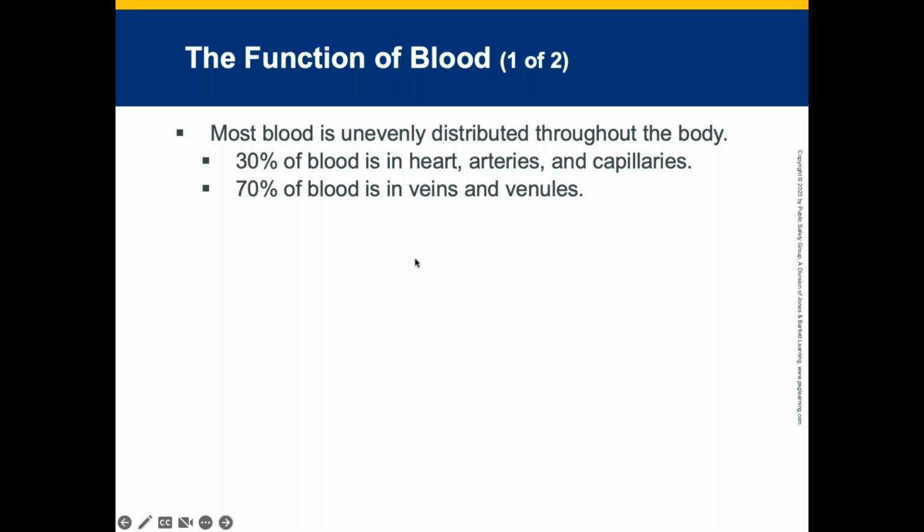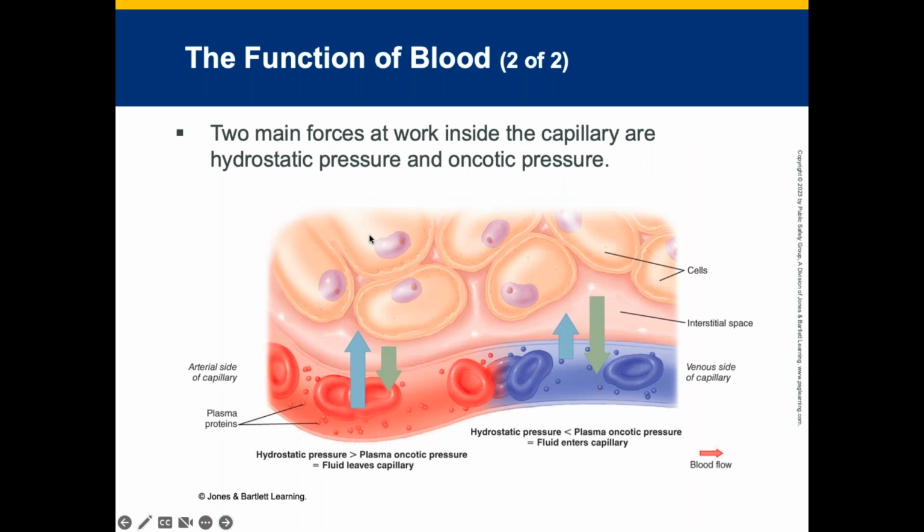As far as the function of blood, most blood is unevenly distributed throughout the body. Approximately 30% of blood is found within the heart, arteries, and capillaries. 70% of blood is found within the veins and venules. As far as the function of blood, we've already talked about this, with deoxygenated and oxygenated blood going back through, making sure that the cellular level is becoming oxygenated appropriately, and also getting rid of waste.